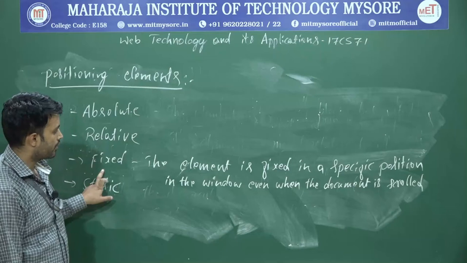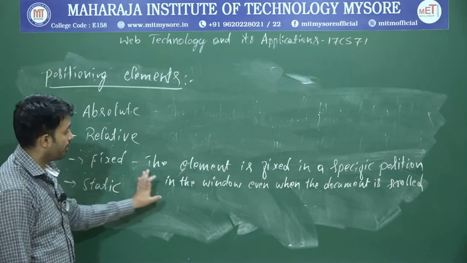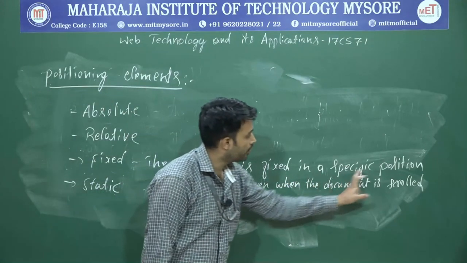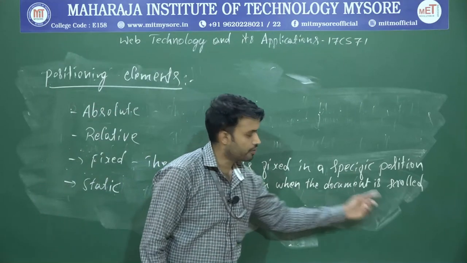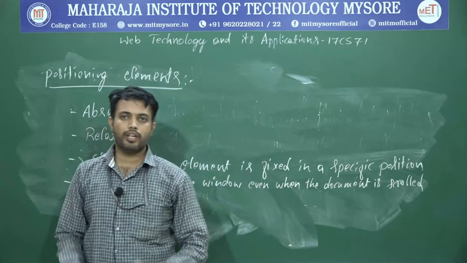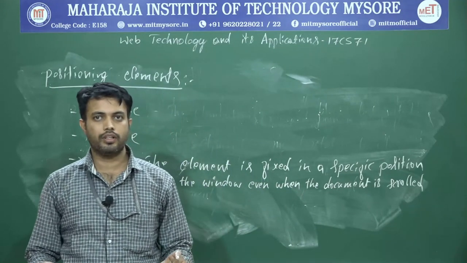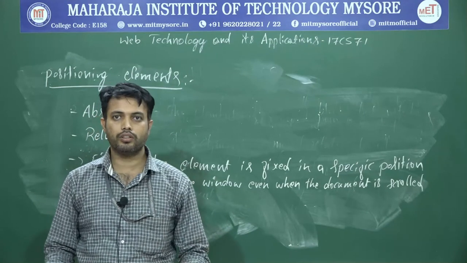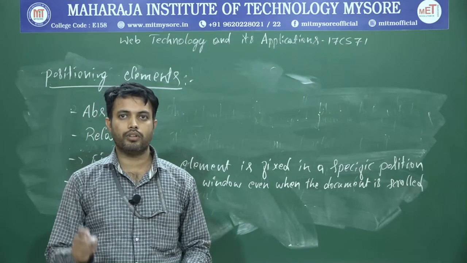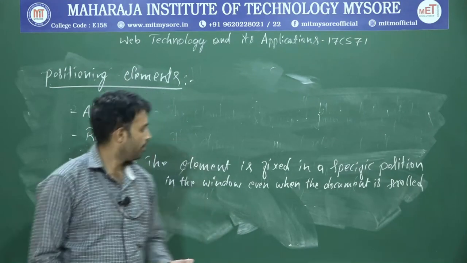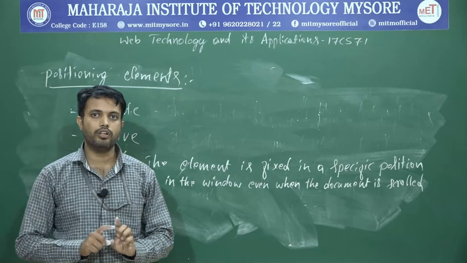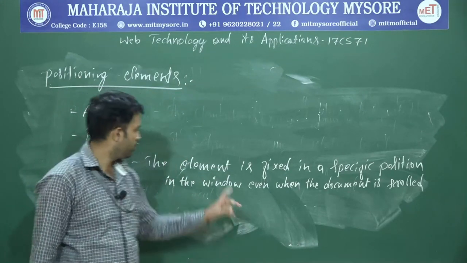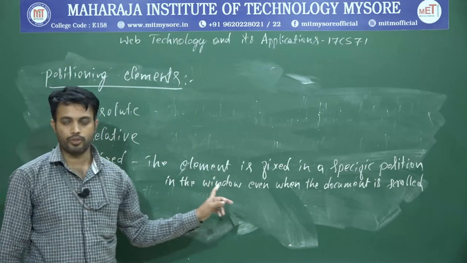Next one is fixed. Fixed position: the element is fixed in a specific position in the window even when the document is scrolled. That means that image is fixed. Even if we have many other elements and we scroll, you can see that image stays in that particular position itself. That is fixed position.